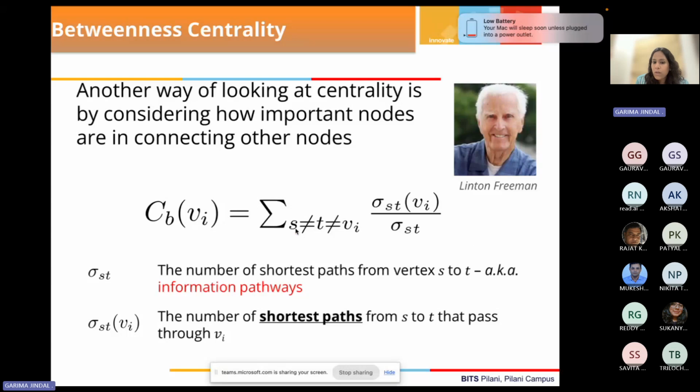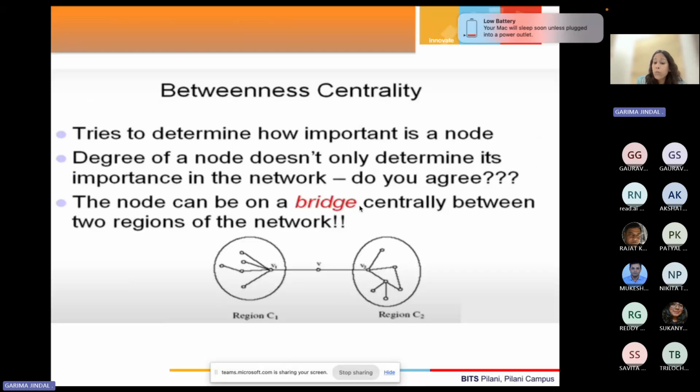So suppose S and T are any nodes in the network, and we are trying to calculate the betweenness centrality of node V. Okay, so now these three are the nodes. Now what we will do, we will try to identify the total number of shortest paths between any two nodes that are passing through V, divided by all the shortest paths in the network. So this is the formula for betweenness centrality.